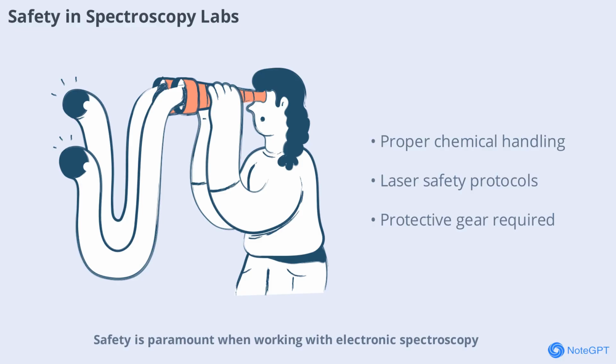Safety is paramount when working with electronic spectroscopy. Proper handling of chemicals, lasers, and electrical equipment is essential to prevent accidents. Wearing protective gear, following protocols, and maintaining equipment ensure a safe and productive laboratory environment for all researchers.